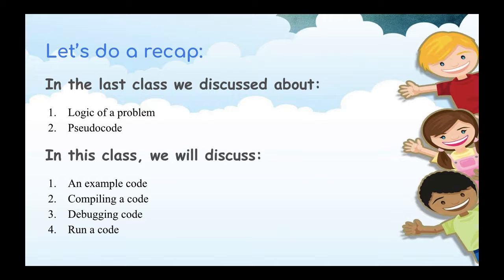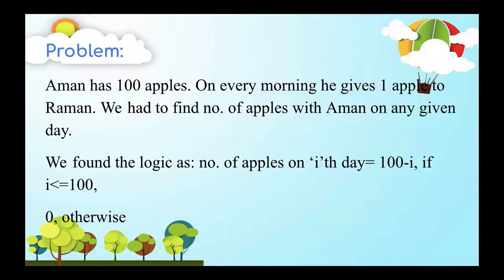Now in this class, we will first understand an example code for the example that I gave in the last class, and then we will compile a code, debug a code and run a code, and we will understand these terms in a bit more detail, right? So let's begin. So what was the problem?